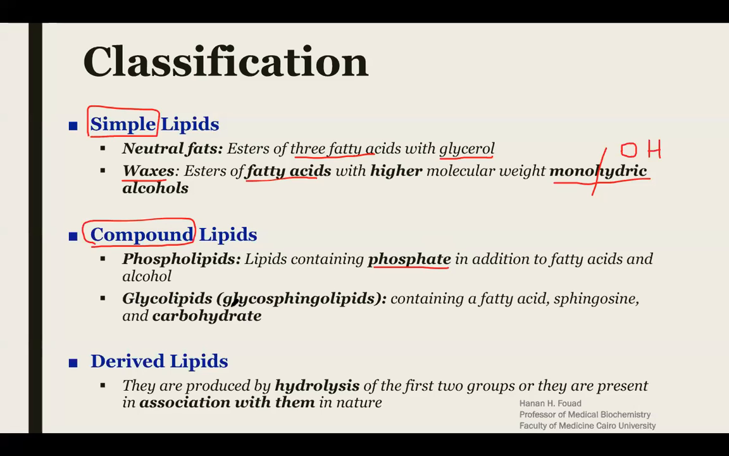Glycolipids or glycosphingolipids. Glyco means carbohydrate, such as glycogen. Carbohydrate derivatives are attached to fatty acid, and the alcohol here is sphingosine. It is not glycerol. This is another alcohol called sphingosine.